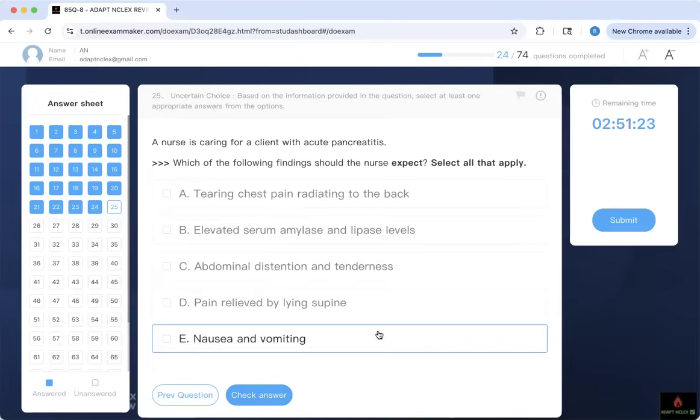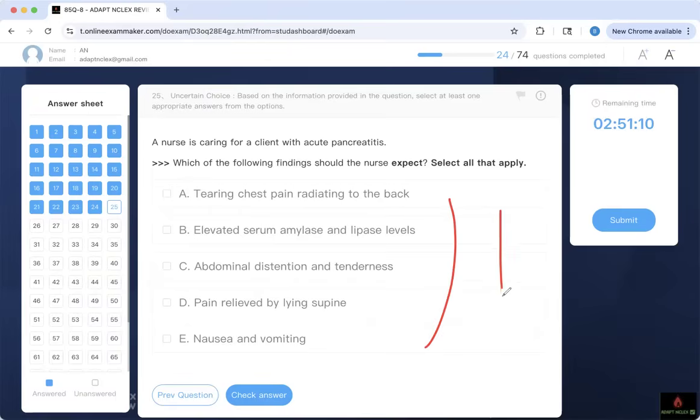Which one do you pick? Which one was your answer choice? Let me know. You select your answer, so select all that apply. Don't over-select. Therefore, what do you see? Pancreatitis is in your abdomen. And I see chest. Tearing chest pain is thoracic aortic aneurysm dissection. Boom, wrong answer. Just because I put radiating towards your back, this is a tearing chest pain.